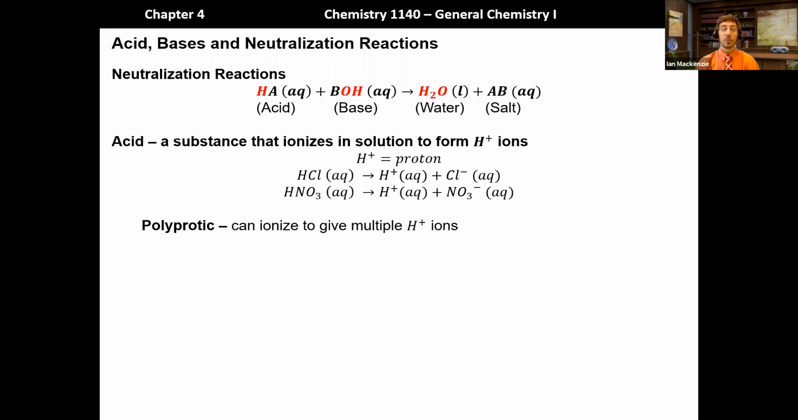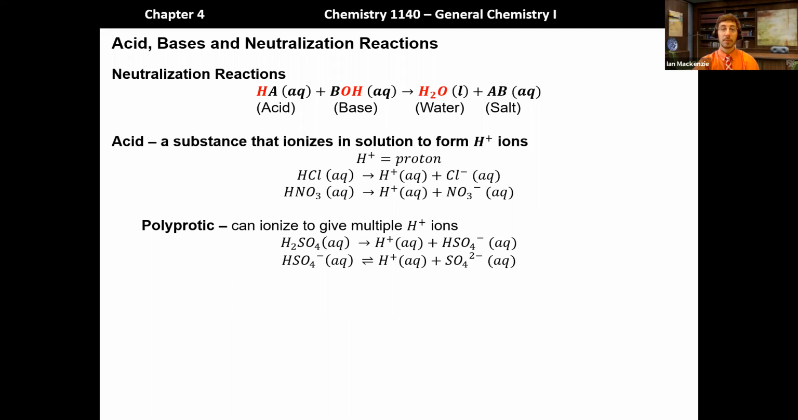And then in addition, we can also have acids that are known as polyprotic acids. The protic refers to the H+ ion, poly refers to more than one. So polyprotic acids are those that can ionize to give multiple H+ ions. A classical example of a polyprotic acid is sulfuric acid, where it can first ionize to give one H+ ion and then the hydrogen sulfate ion. But that hydrogen sulfate ion can then additionally dissociate to give another H+ ion and then the sulfate anion.